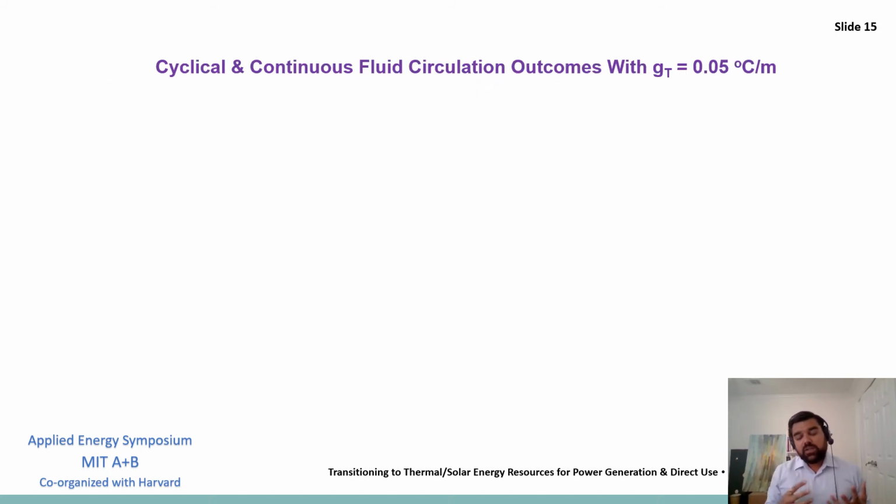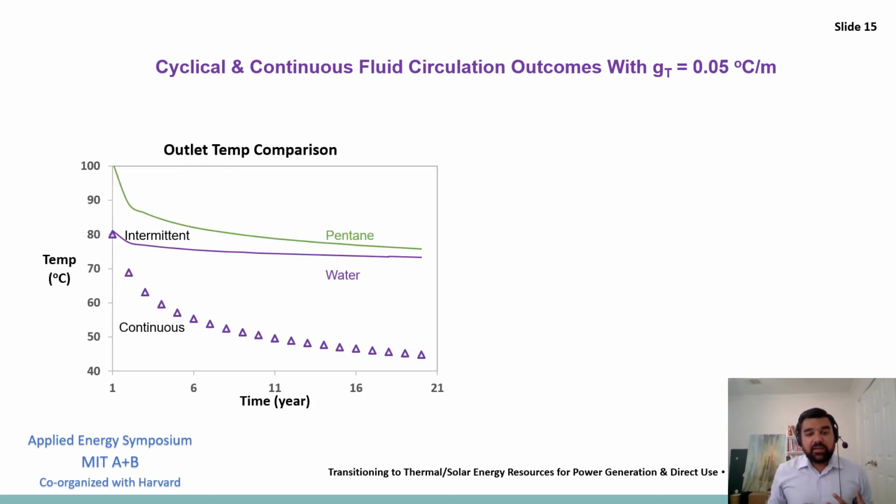Now, if we talk about a different application, we are talking about direct application. So here we are not generating electricity from geothermal power, but we are using the heated water in other applications. The geothermal gradient that we consider in this application is slightly lower. So the geothermal gradient is 0.05 degrees C per meter. And in that scenario, we compare two different fluids, water and pentane. And we also compare two different injection strategies, one is intermittent and one is continuous.